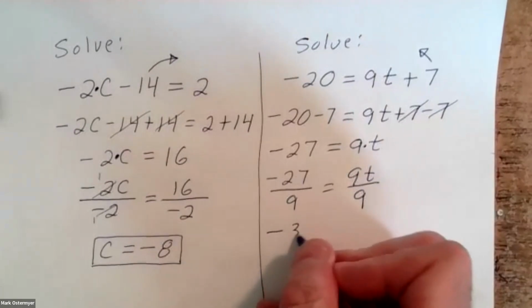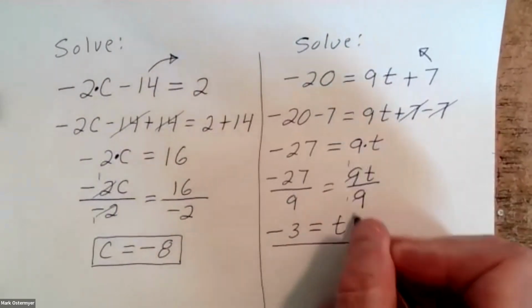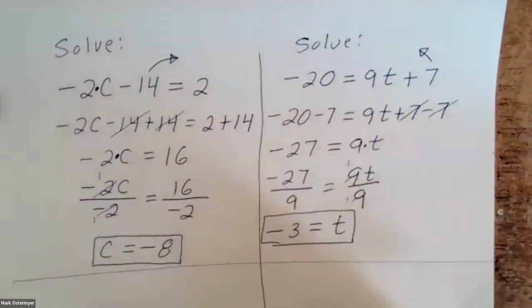-27 divided by 9 is -3. These 9's reduce down to 1 on the right side, and this would be your solution to that equation. And we're done with that problem there. Okay.